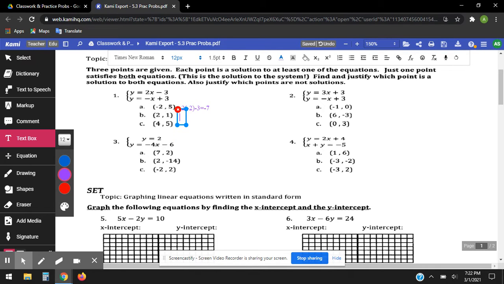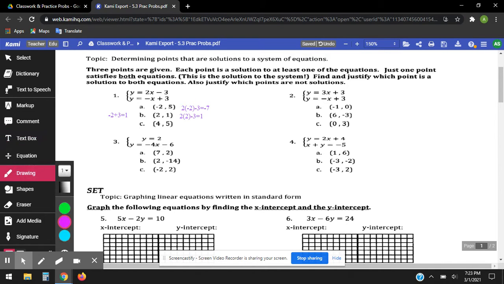Let's try this one here. 2 times 2 minus 3 equals 2 times 2 is 4, minus 3 is 1. That one is good. Let's test that on this side with this other one. So if I do -2 plus 3, that equals 1. So it looks like B is our answer. We don't even have to try the others because only one is going to work. And we justified it on each side. Okay, let's do the next one.